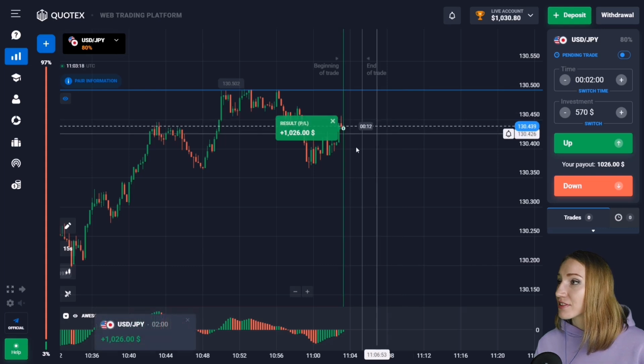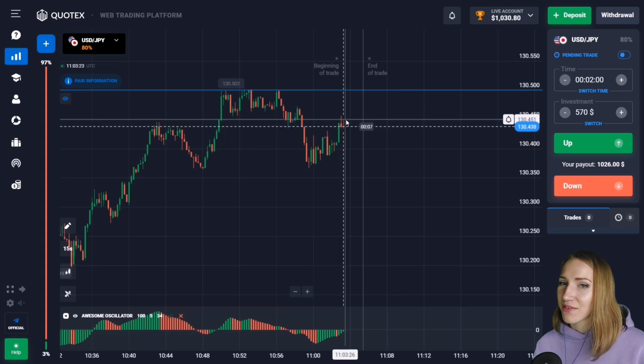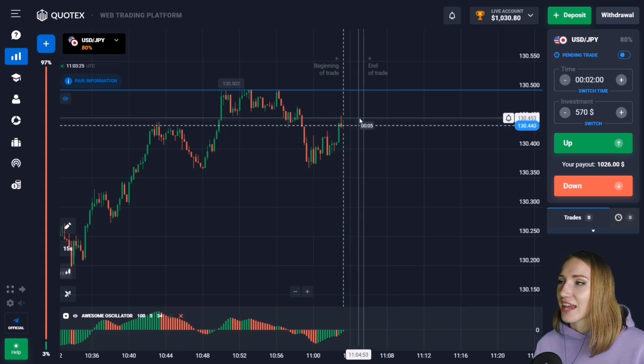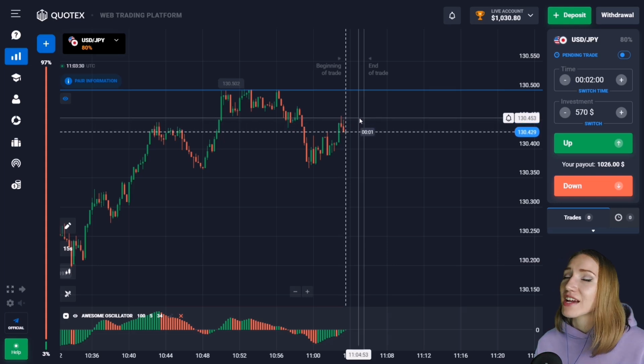Well guys, it's very good. After the small flat, the movement up continued and we closed this trade profitable, and this time was enough for that. So this indicator again helped us to understand where it was the very good entry point, and the volumes for an increase really started to grow.